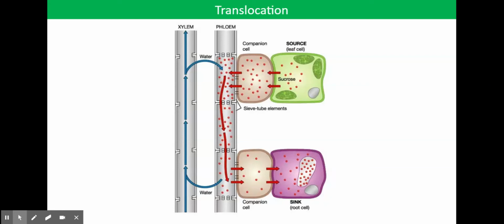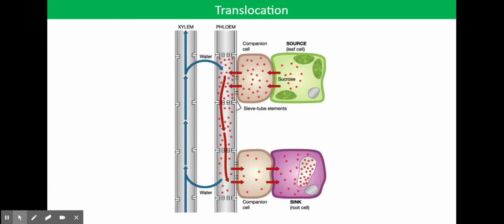This video tutorial is about translocation. Translocation occurs in the phloem and is the movement of assimilates throughout the plant. Assimilates are substances made by the plant using substances absorbed from the environment. These include sugars, mainly transported as sucrose, and amino acids.